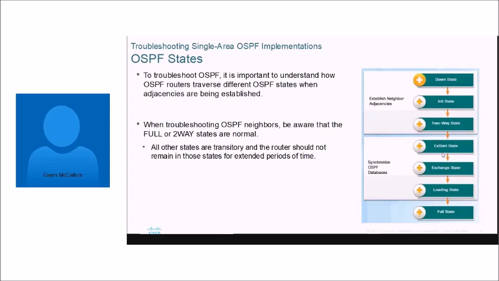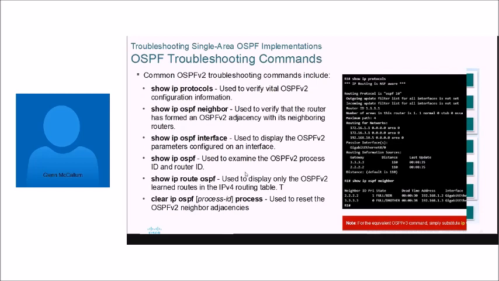And so exchange start means they've started exchanging routes. And then exchange state is they've done some more of that. And then loading state is where they're actually starting to calculate routes. And so, as I said, the two states you want to see are either two-way or full state. Of course, I suppose full state gets more done for you.